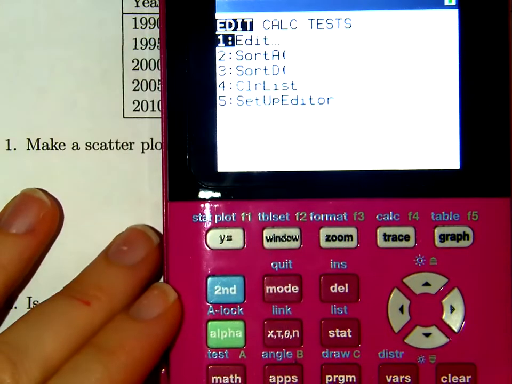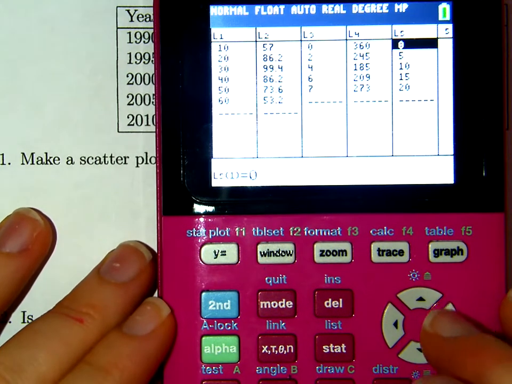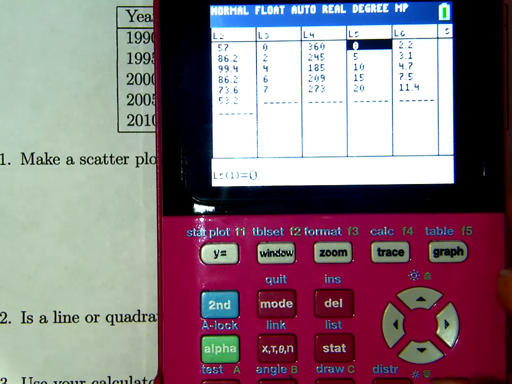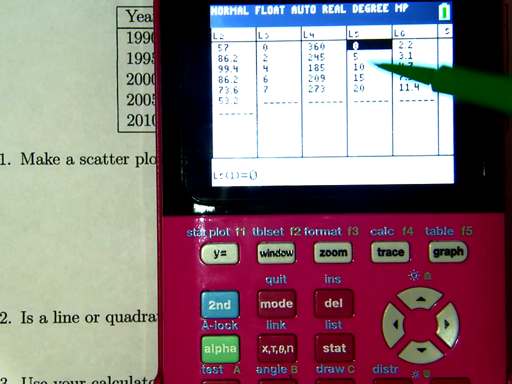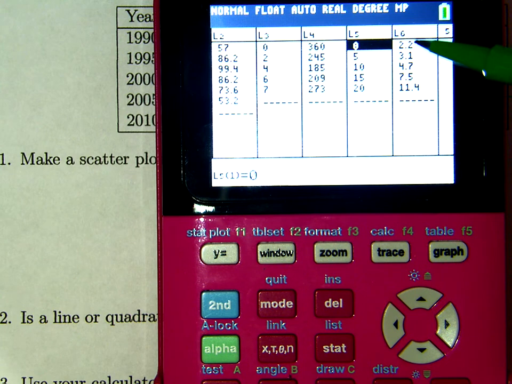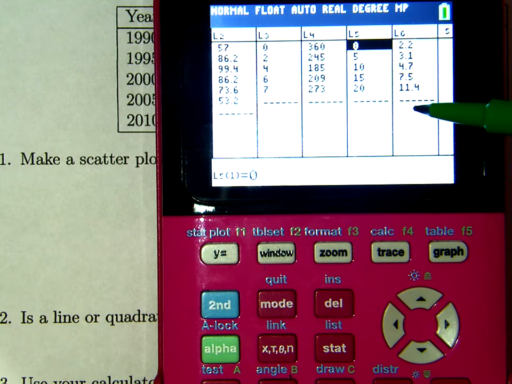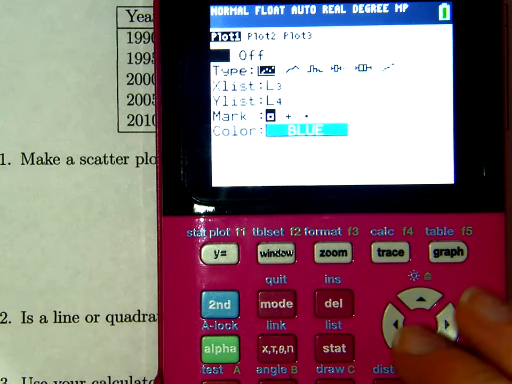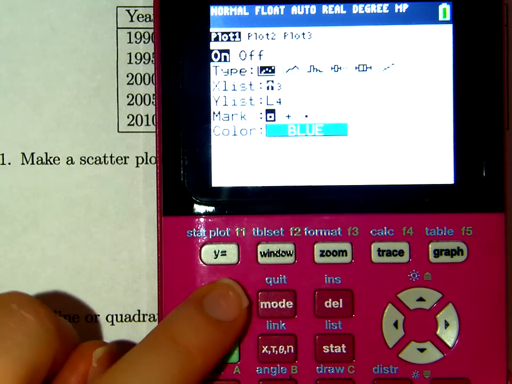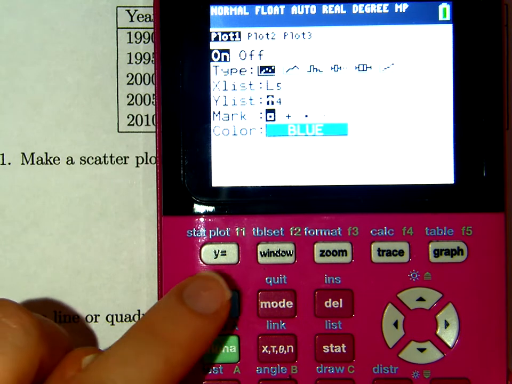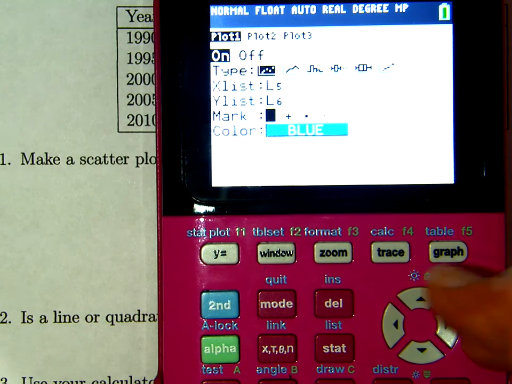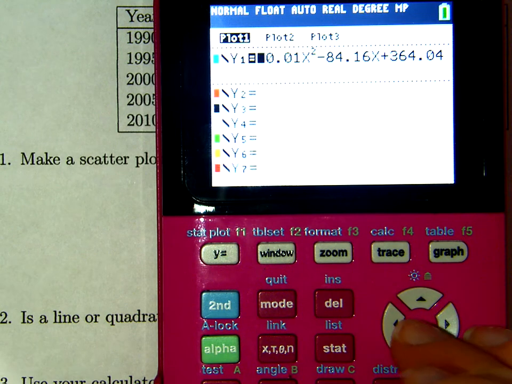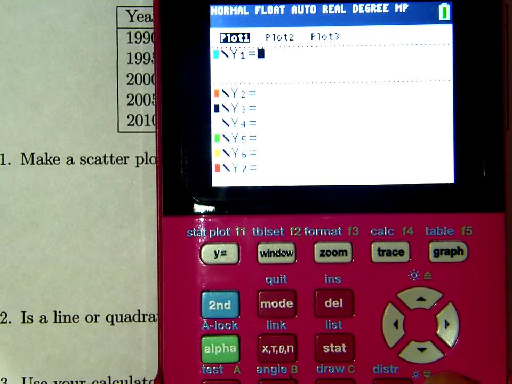Stat, Edit. Okay, I had a lot of lists. So I went ahead and put the years since 1990 in L5 and the billions of gallons of bottled water drank in L6. So I'm going to go 2nd, Stat Plot, hit enter, turn on this, and now I'm using L5 and L6. But I also remember in the last problem, I had graphed this equation with it, so I have to clear it.